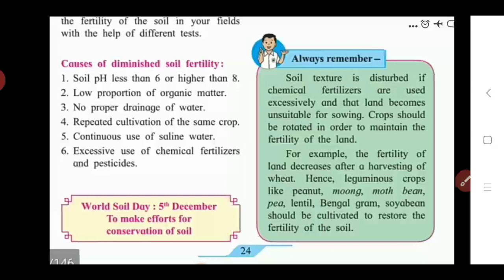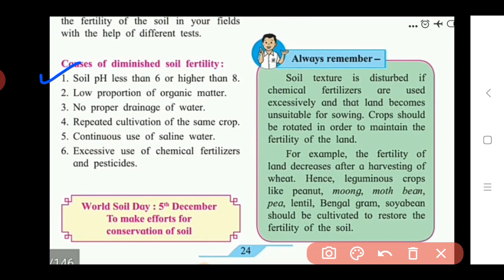First one is soil pH less than 6 or higher than 8. If the soil pH is less than 6 or higher than 8, means either the soil is acidic or the soil is basic. If the pH of the soil is neutral, it is very good for yielding and it has good fertility. But if its pH gets changed, either acidic or alkaline, due to this reason the soil also decreases its fertility.